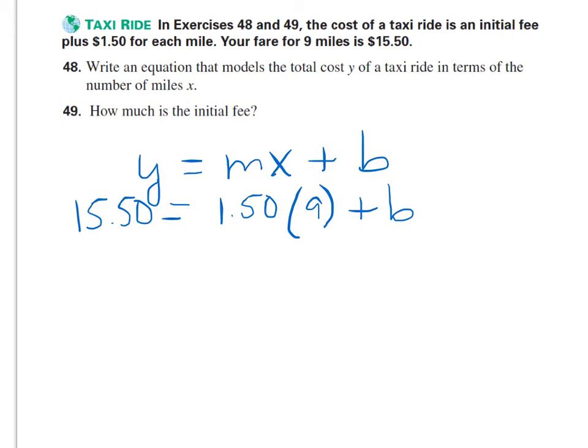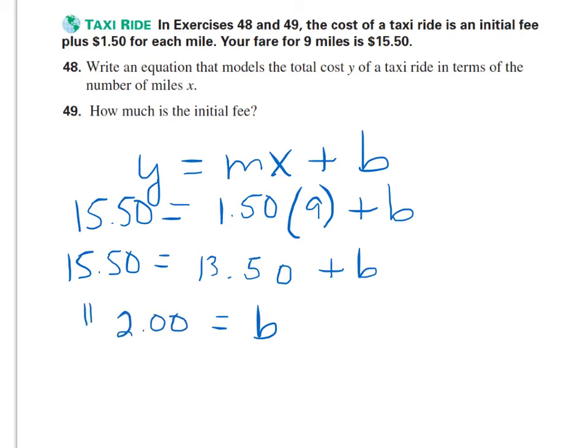So all we have to do now is solve for b. So 9 times $1.50, 13.50, you can check my arithmetic. So we get $15.50 is equal to $13.50 plus b. It'd be pretty embarrassing if I made a mistake on the video, wouldn't it? Oh, not 15.50, 15. Alright, so if we subtract $13.50 from both sides, we get $2 for the initial value.